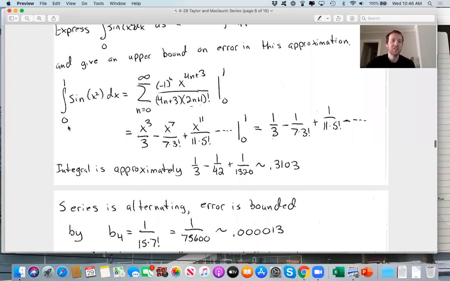So in this case, this definite integral that we can't find exactly, we can approximate to within tenths, hundredths, thousandths, 10,000ths, 1/100,000th, where this is within 13 millionths, which is really good.